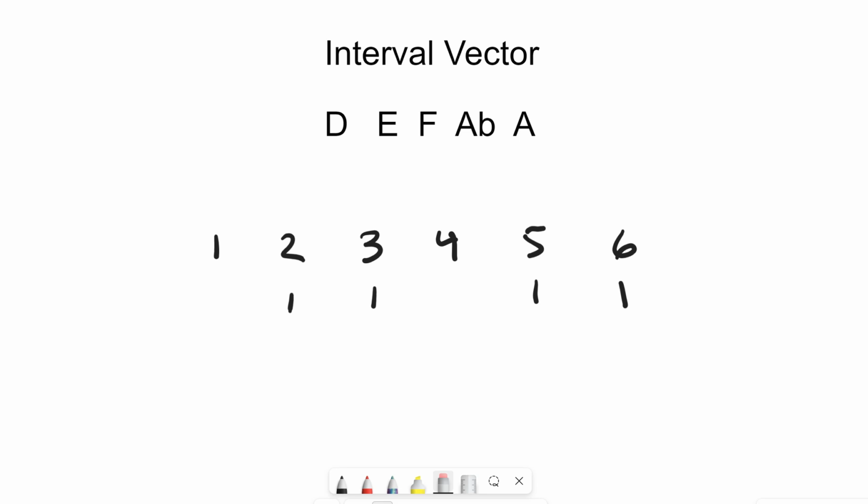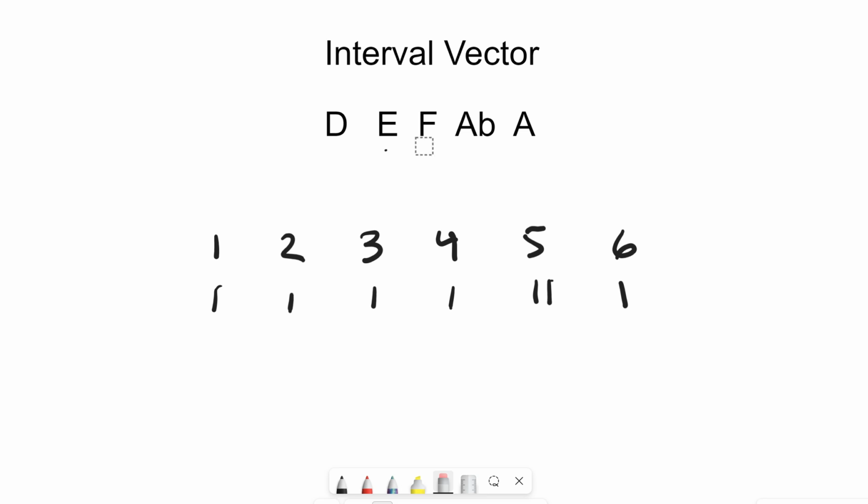So we've done all of the intervals with D, so now we move on to E. So E to F is a half step. That's a 1. E to A flat is 4 half steps. Think of that as a G sharp. That would be a major third, which is 4 half steps. And E to A is a perfect fourth, or 5 half steps. Put a jog there. So now we've completed the intervals going up from E.